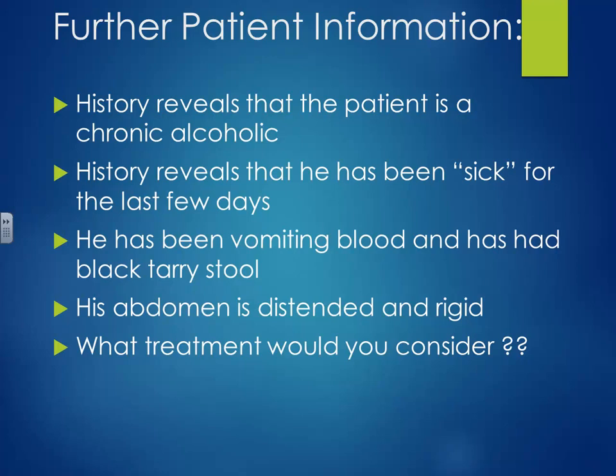History reveals that the patient's a chronic alcoholic and that he's been sick for the last few days. He's been vomiting blood and has black tarry stool. His abdomen is distended and rigid. What other treatments, what other medications, what other things would you consider as part of your H's and T's?